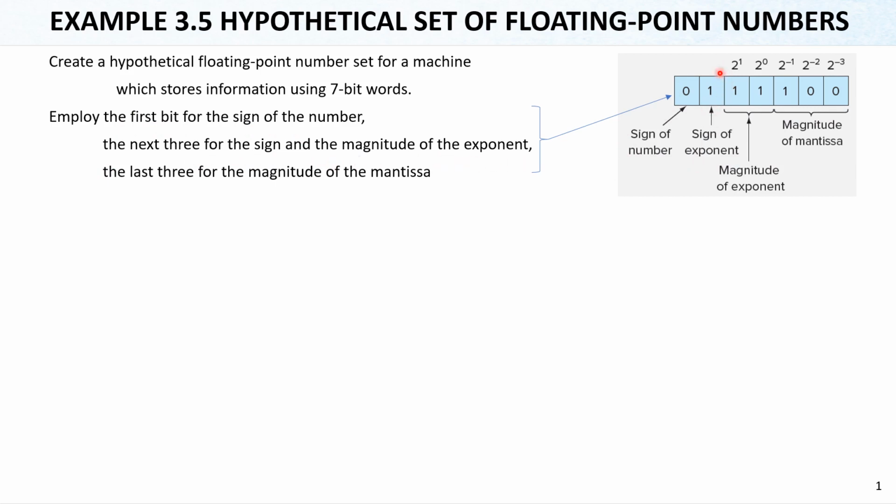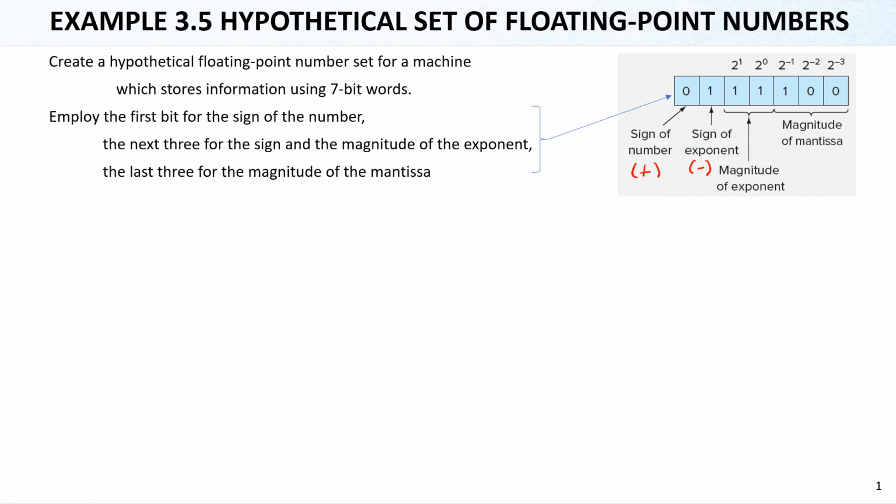Here, sign of the number, and the next 3 for the sign and magnitude of the exponent. The first one of the next 3 will be the sign of the exponent, and the next 2 will be the magnitude of the exponent, and the last 3 for the magnitude of the mantissa. You can see the remaining 3 is the mantissa. So for this example, on the right hand side, the sign is 0, meaning it is positive. The sign of the exponent is minus, and we can define the magnitude as well.